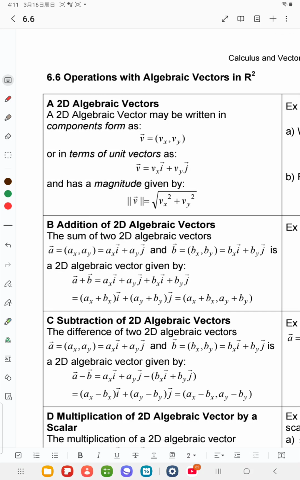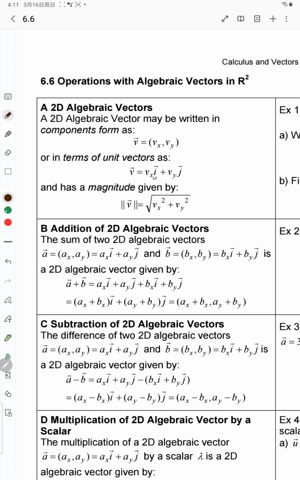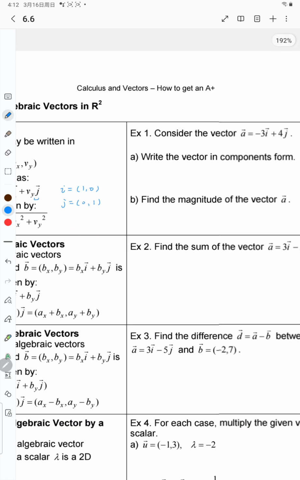Let's continue with section 6.6, operations with algebraic vectors in R2. This is just the continuation of the previous section 6.5. We already talked about the i vectors and j vectors as our coordinate vectors, right? And last time we talked about in 2 dimensions, i is just (1, 0) and j is (0, 1). And we also talked about the magnitude of a vector, its norm of v, right?